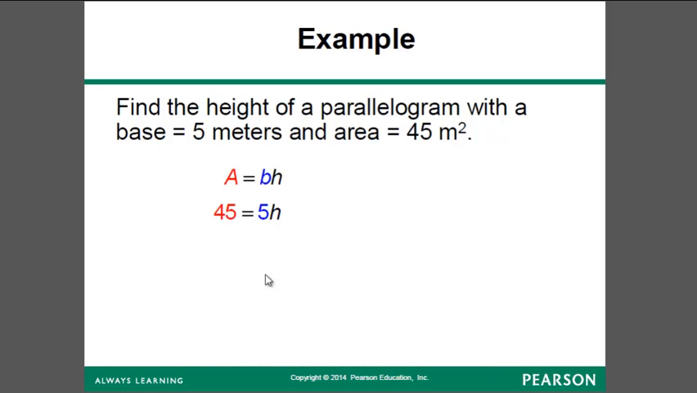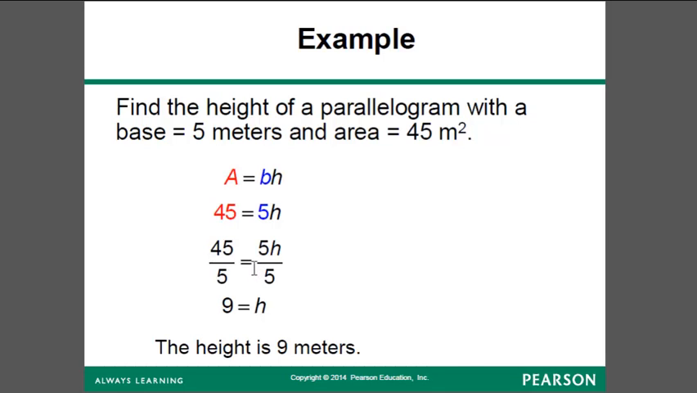Now I have 45 equals 5h. I can divide both sides by 5, canceling these 5's out. 45 divided by 5 is 9. So the height of this parallelogram is 9 meters. Remember, when you are answering word problems like this, make sure that you always include the units on your answers, and you don't just say h is equal to 9. You need to relate it back to your original problem.